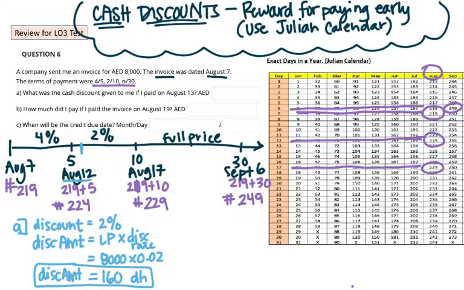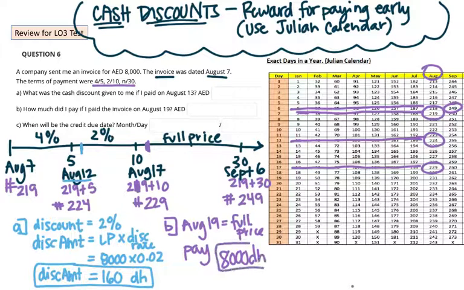Okay, so let's look at part B. How much do I pay on August 19? Okay, so August 19, look where we are. After August 17, in August 19, you have to pay full price. So in this case, we're going to pay the full 8,000 dirhams on August 19. Now it's a much easier question since I already figured out all those dates. Part C says, when's the credit due date? That means when's the last day I have to pay the full price? September 6th. Okay, easy enough.